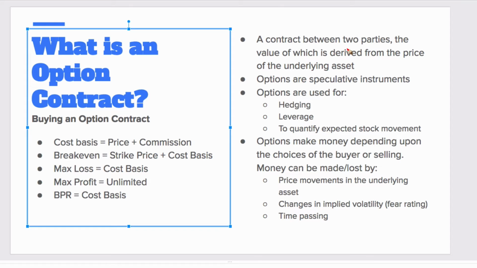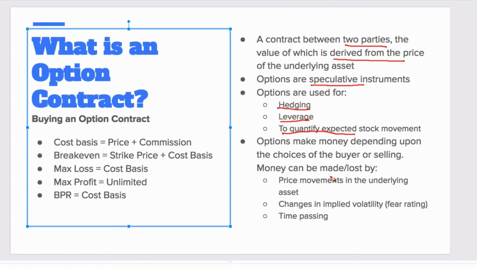It's a contract between two parties, always two parties involved. The price of it is derived from the price of a particular underlying asset, like a stock. Options, generally speaking, are speculative too. This is where people are going to put a guess on where they think a stock is going to go. And people use them for a lot of things. For hedging, you'll hear the word hedging. Hedging is essentially protecting yourself. You can get good leverage with options as well. And they're very mathematically oriented. So we're going to use them more to quantify the expected movement of a stock.